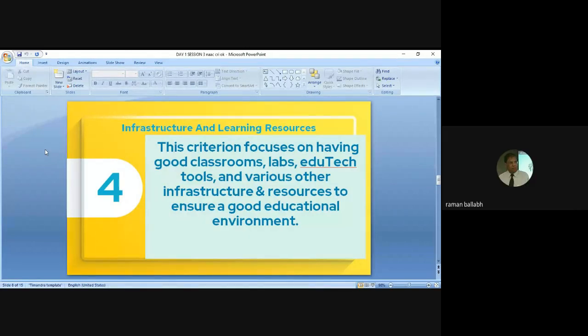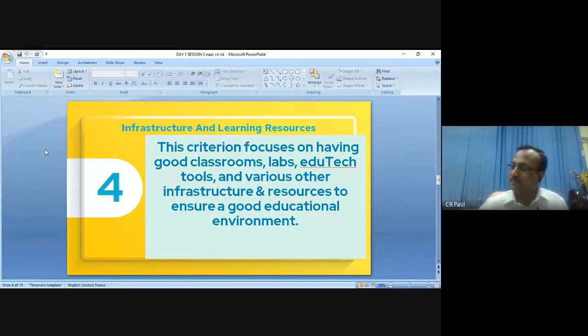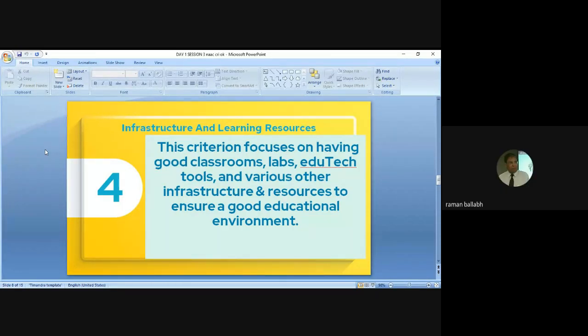So in criteria number four, that is infrastructure and learning resources, you need to understand the availability of classrooms, laboratories, library, other educational tools, and other things needed to deliver the curriculum in your institution.